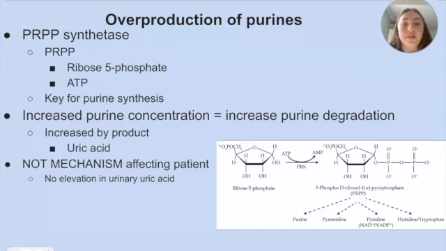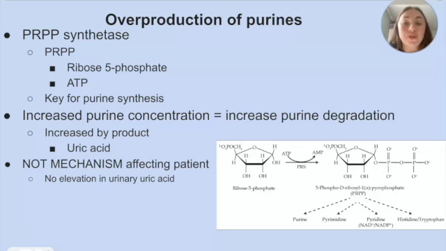A method of gout caused by overproduction of purines is through increased production of PRPP synthetase. PRPP is a key component in purines and is created from ribose 5-phosphate and ATP. The formation of PRPP is catalyzed by the enzyme PRPP synthetase. Overproduction of purines through increased activity of PRPP synthetase due to a genetic mutation is a possible cause of gout. An increased transcription of PRPP synthetase can lead to the overproduction of the enzyme protein.